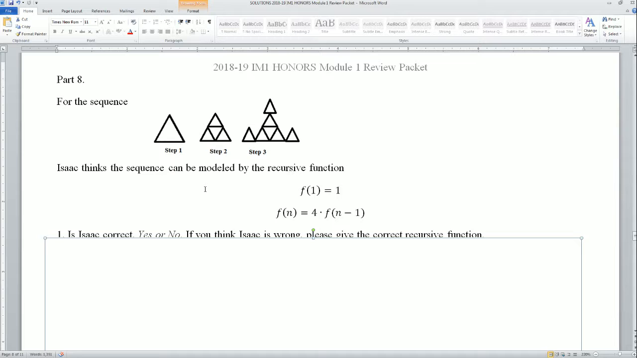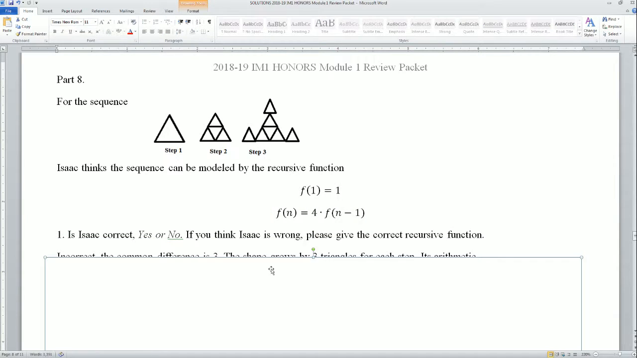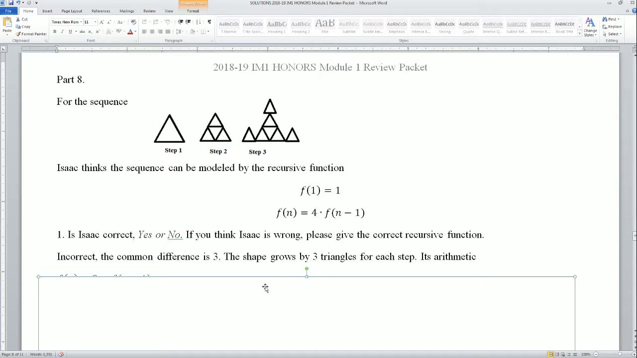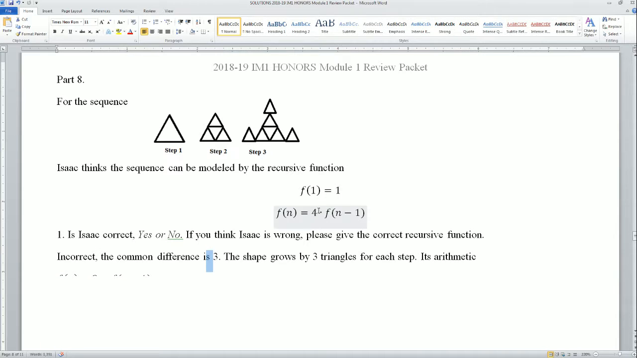Here, Isaac thinks it can be modeled by the recursive equation because it is growing geometrically, because there is a common ratio. It is growing by 4, and 1 is the first term, so he plugs it in here. Is Isaac correct? Yes or no? Please give the correct recursive function. I would say that it is incorrect because the common difference should be 3. It should not be 4.